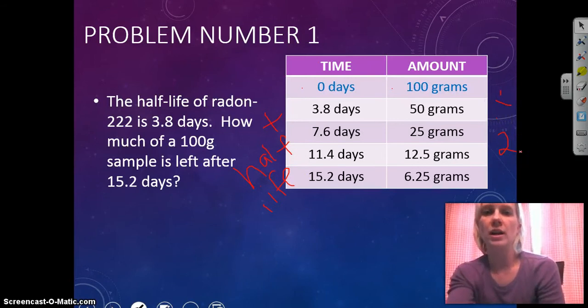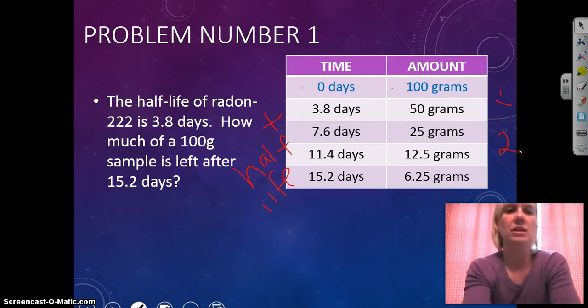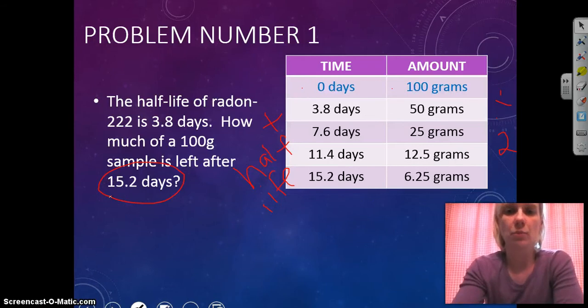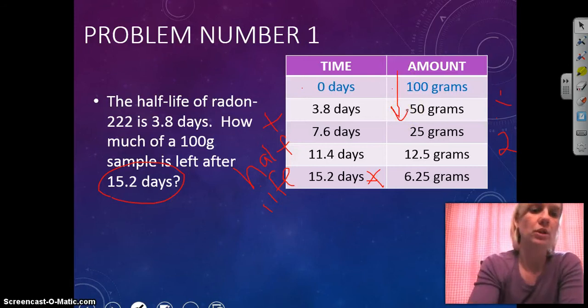So I'm going 3.8. I'm going to keep adding 3.8 until I get to my total amount of time. Over here, once I've gotten to 15.2, all I have to do on this side is continue to divide by 2 until I get to where it equals 15.2.